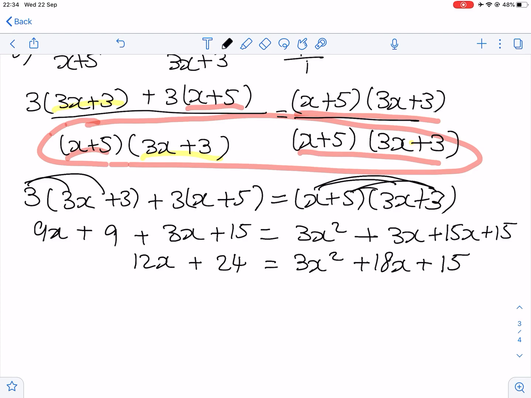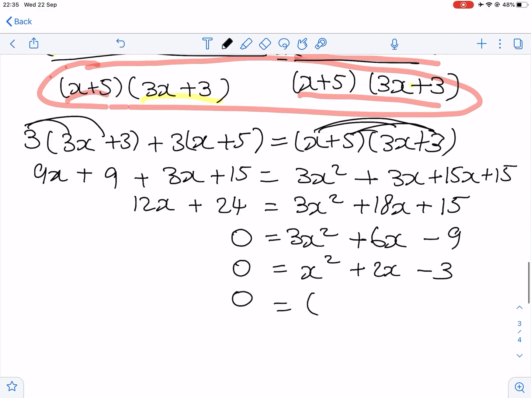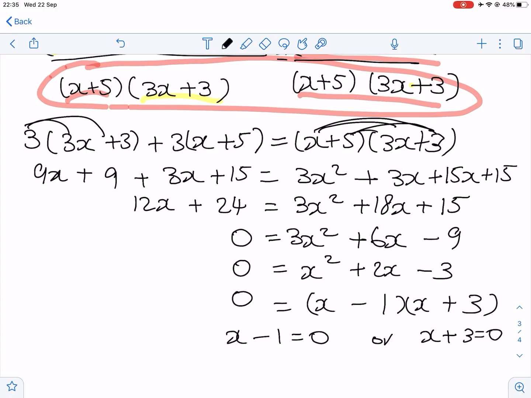So moving everything to one side of the equation. So I have 3x squared. So moving the 12x, minus 12x on both sides, I have plus 6x. Then minus 24 on both sides, I have minus 9. Because we're solving this time, we can actually divide the whole equation by 3. And we can solve either quadratic formula or factorize, have 1 and 3. It's going to be minus 1 plus 3. So I have x minus 1 equals 0, or x plus 3 equals to 0. So my x could be 1, or x could be minus 3.